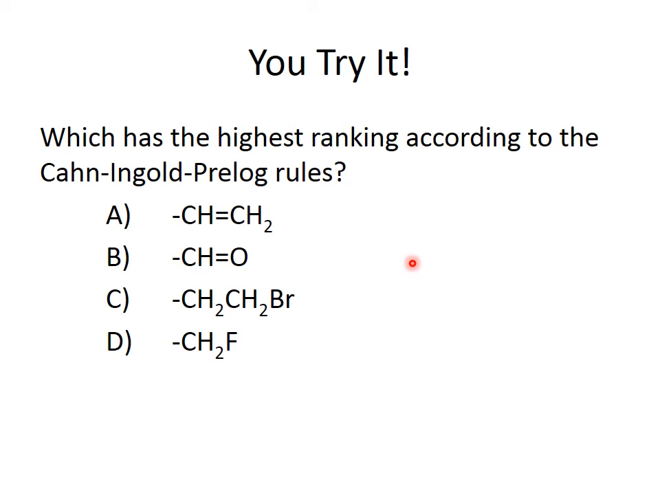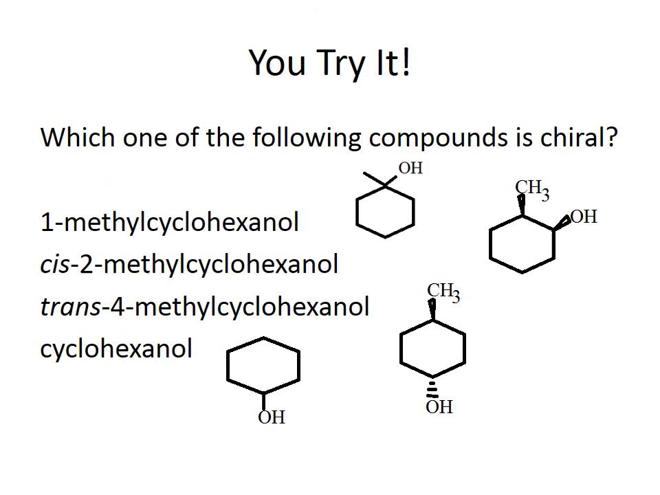Okay, go ahead and assign priorities using the Cahn-Ingold-Prelog rules that we've been using all along. To do this, we look at the first atom. They're all the same in each group: carbon, carbon, carbon, carbon. Then we look at the next atoms: carbon, carbon, hydrogen; oxygen, oxygen, hydrogen; carbon, hydrogen, hydrogen; and fluorine, hydrogen, hydrogen. Well, oxygen outweighs carbon, so oxygen is higher priority than these two groups, but fluorine outweighs oxygen, so that is the highest priority.